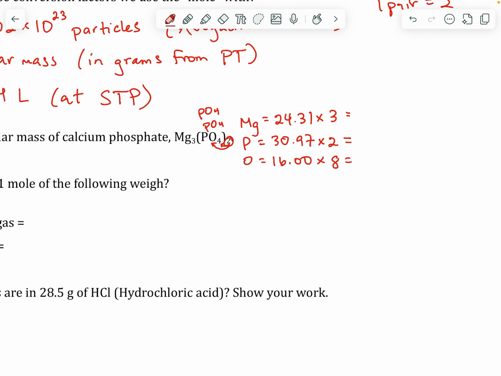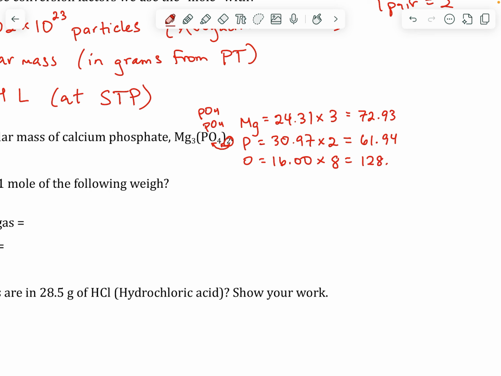I'm going to do some calculations just on my calculator over here, just to make sure that we're all on the same page. And then I'm going to do some a little bit later on in the calculator on the actual iPad. So I get 72.93 there for the contribution of mass for the magnesium. I get 30.97 times 2, which is 61.94. And then I get the 16 times 8, which is 128.